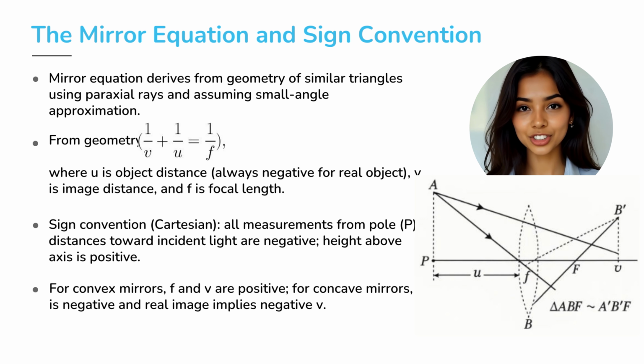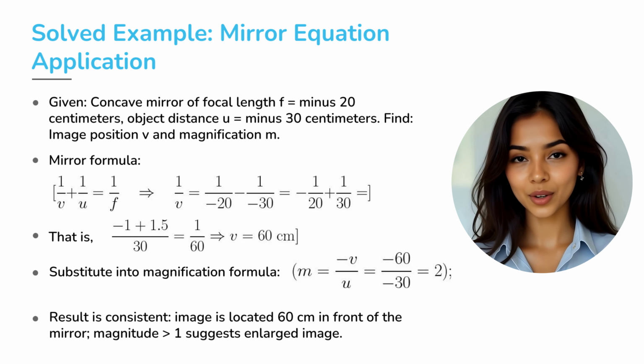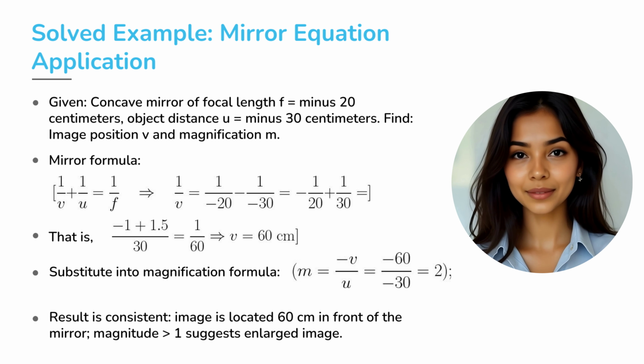These sign conventions might look like rules, but they ensure that calculations match real-world physics perfectly, which is crucial when designing optical devices like cameras and projectors. Let's solve a concrete example to see how this all comes together in practice.